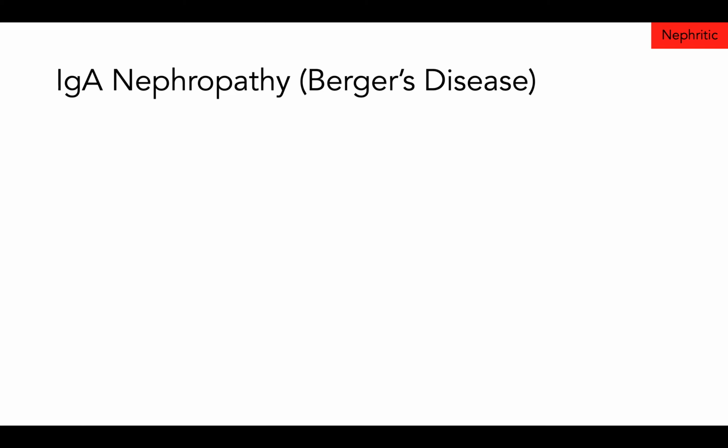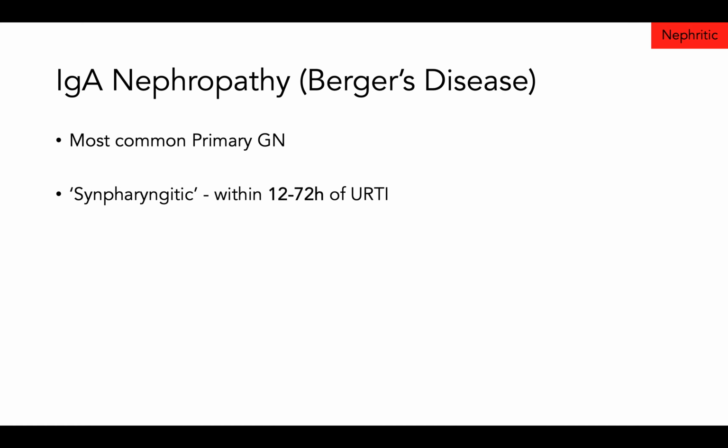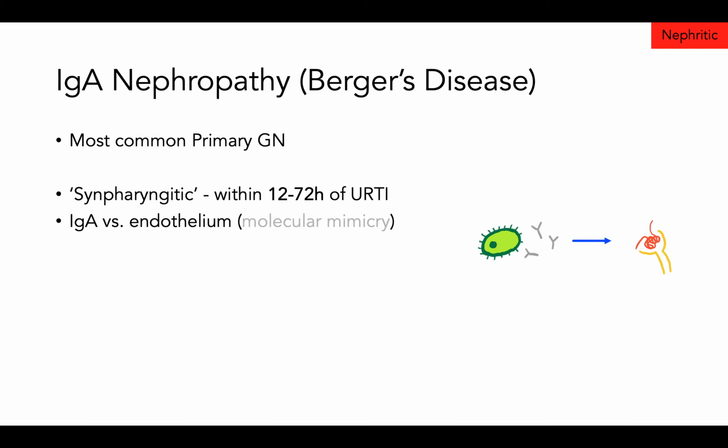So first of all, Berger's or IgA nephropathy is the most common primary glomerulonephritis. The key feature of IgA is that it's synpharyngitic, and what that means is that it occurs within 1 to 3 days of having an upper respiratory tract infection or a pharyngitis. The pathology behind this is that you produce IgA antibodies to fight the bacteria. However, these antibodies can sometimes confuse antigens on the endothelium for being the same as the antigens on the bacteria. That means that when they travel to the glomeruli and deposit there, they can cause an immune response, and this is a process called molecular mimicry.